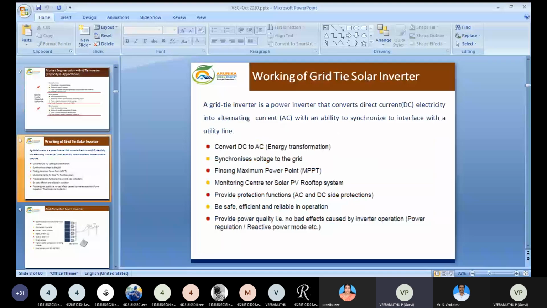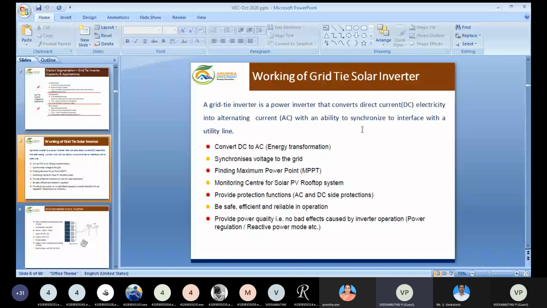The working of a grid-type solar inverter. What is meant by grid-type inverters? It converts DC electricity into alternating current, that is AC current, with an ability to synchronize and interface with a utility grid. That means the AC output signal is synchronized with the AC signals of the EB electricity lines. What is meant by synchronization?